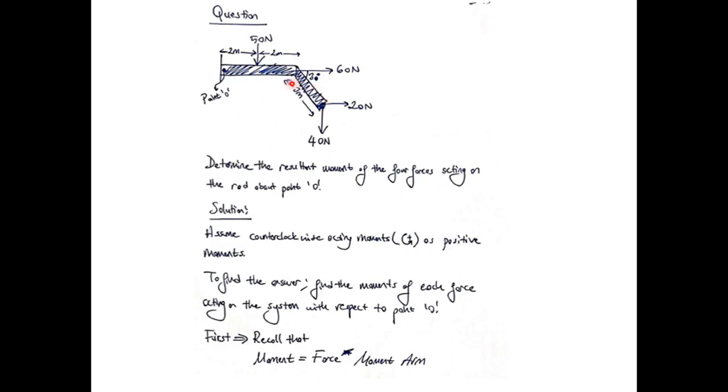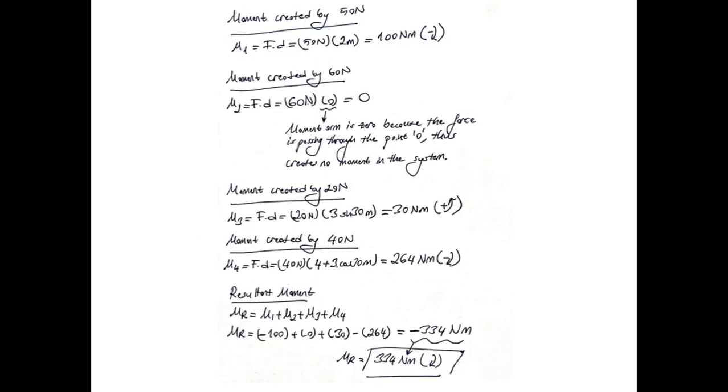And since we are given the 3 meters and 30 degrees here, we can easily find this vertical distance, which is 3 times sine 30 from the sine rule. So how do we find the moment? It is 20 newtons, the magnitude of the force, times the perpendicular distance from the moment to the reference point, aka moment arm. So the moment arm is 3 times sine 30, and the moment created by the 20 Newton force is 30 Newton meters.